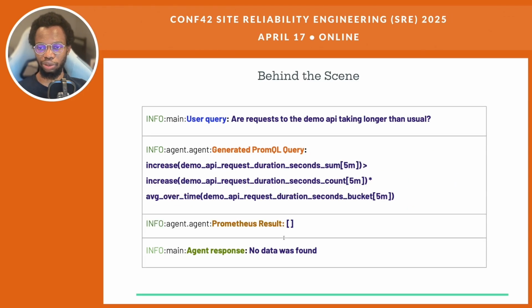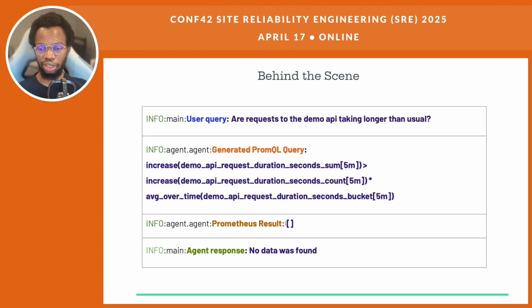Now looking at the third example, in which we are unable to get any response back. So again, this is the user request or the user query. The user asks: is the demo API taking longer than usual? Then the AI agent generated this query. Now the query in terms of the syntax is valid. There's nothing wrong with it.